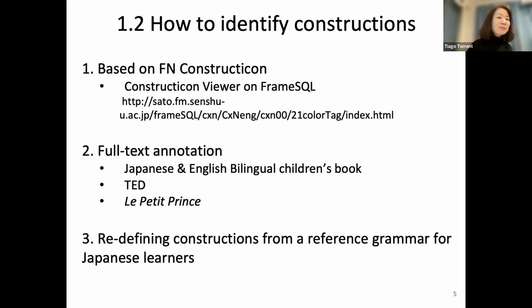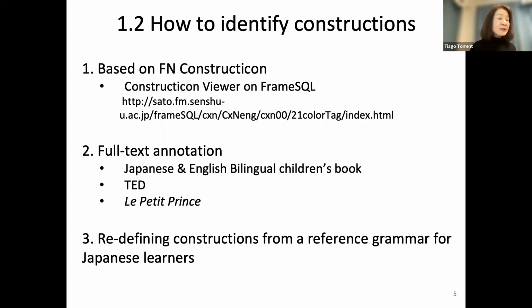We first started out by looking at the Berkeley FrameNet Constructicon, which has about 80 constructions in English. It was pretty difficult because we needed to compare the structures, and since Japanese and English are typologically distinct, it was very difficult to come up with corresponding constructions in Japanese. Then we looked at some parallel corpora, and first we looked at a bilingual children's picture book.